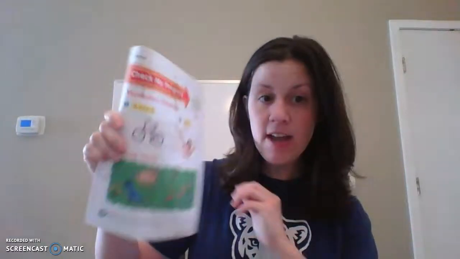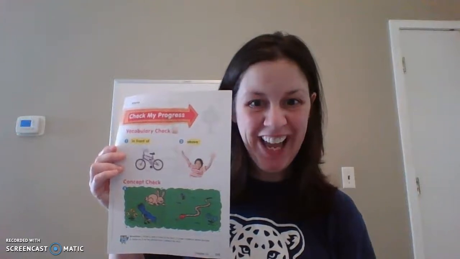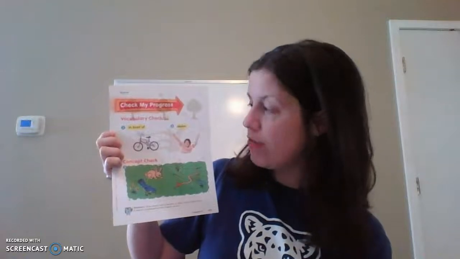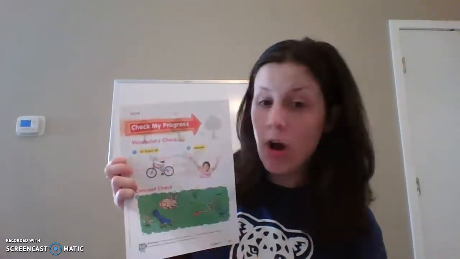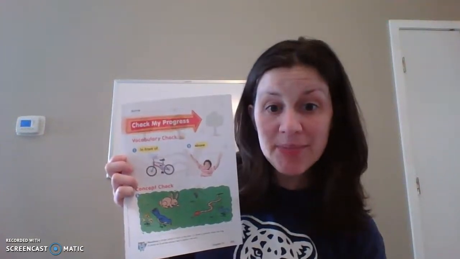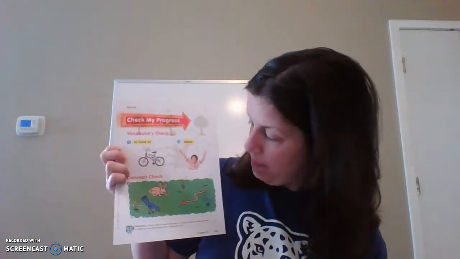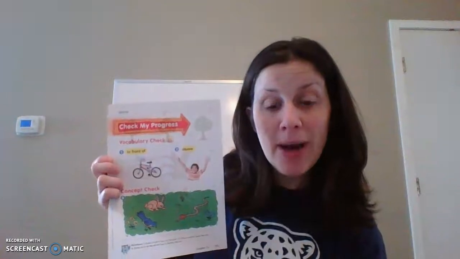The Check My Progress is pages 595 and 596. It looks just like this. I'm going to read you the directions, and then you can work through this on your own, okay? Number 1, draw a ball in front of the bike. Number 2, draw a balloon above the boy. So this little boy right here, draw a balloon above him.